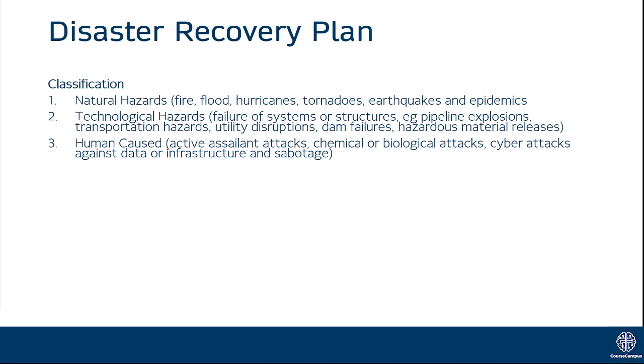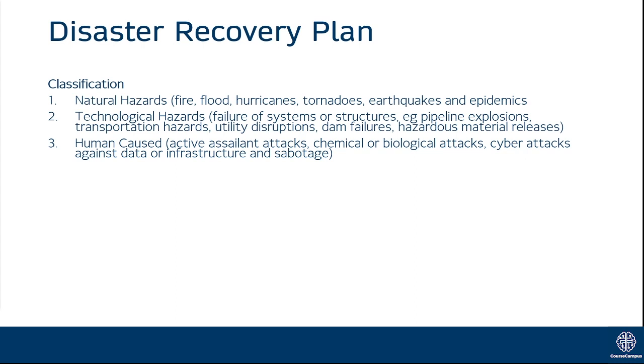The second main type of disaster that can happen is a technological disaster. So this is where there's been a failure of systems or structures. So it could be a pipeline explosion, transportation hazards, utility disruptions, dam failures, hazardous material releases, something technology-wise. It could actually be about IT equipment itself being damaged, the cables just wearing down, the equipment being old and needing to be replaced and it hasn't been replaced, so a bit of neglect. And the third type is human cause, so that's active assailant attacks, chemical, biological attacks, cyber attacks. These are happening fairly frequently as well. I've worked with a number of businesses where they have identified that is something that they've been affected by.